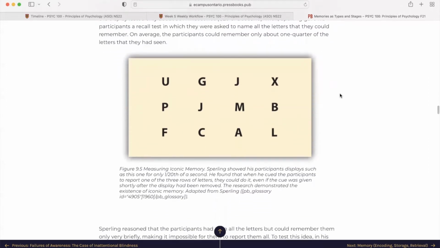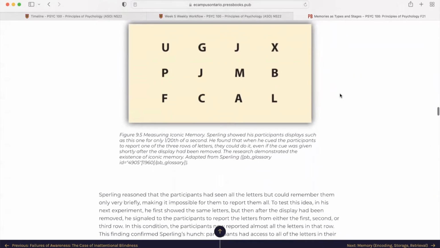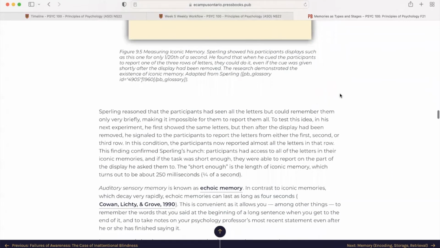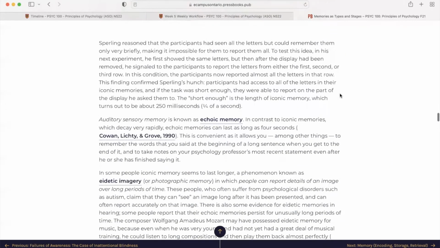He found that when he cued the participants to report one of the 3 rows of letters, they could do it, even if the cue wasn't given shortly after the display had been removed. The research demonstrated the existence of iconic memory. Sperling reasoned that the participants had seen all the letters, but could remember them only very briefly, making it impossible for them to report them all.